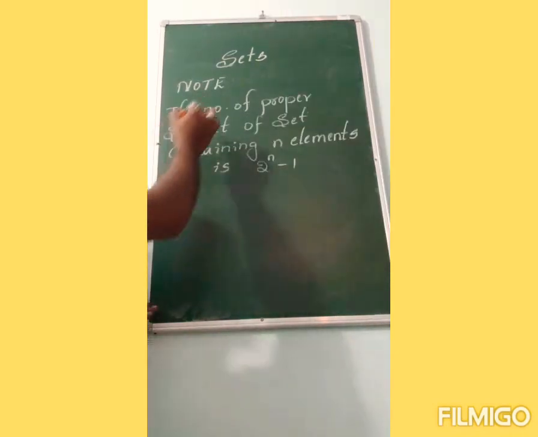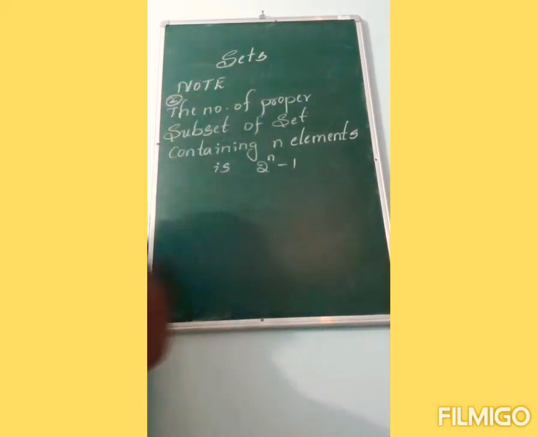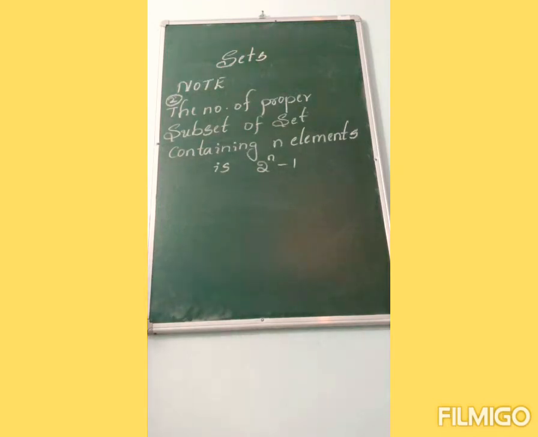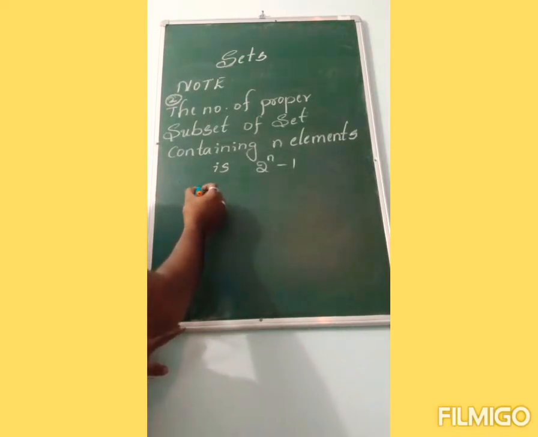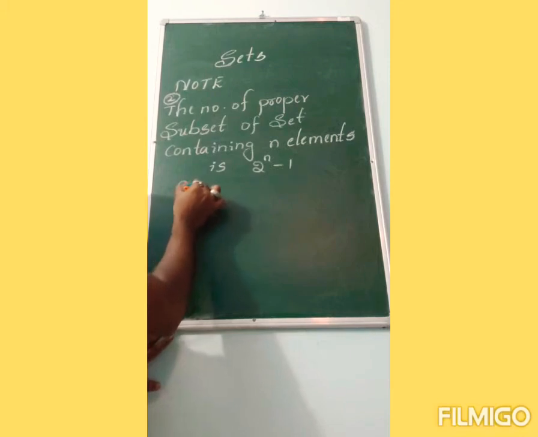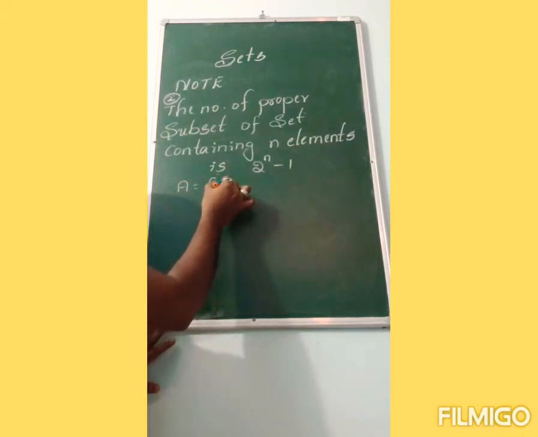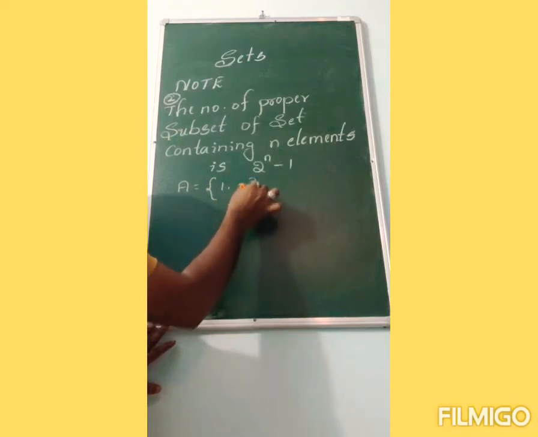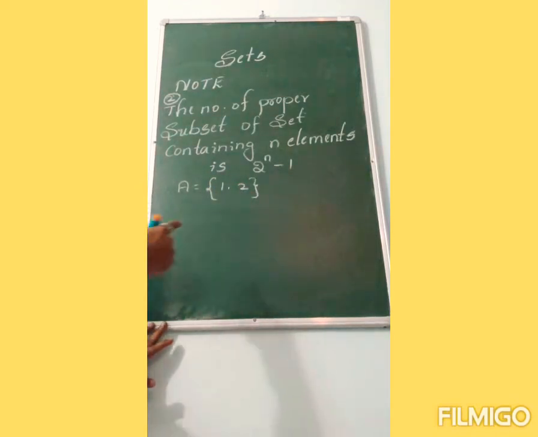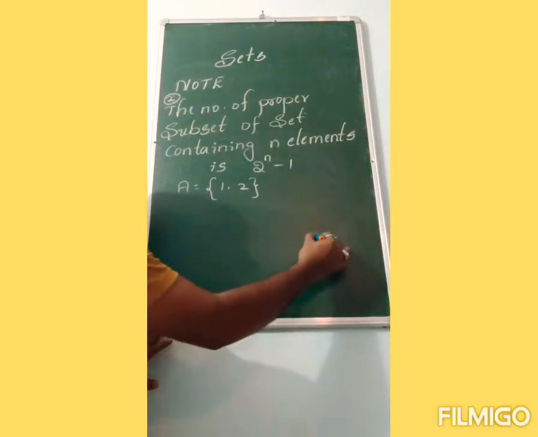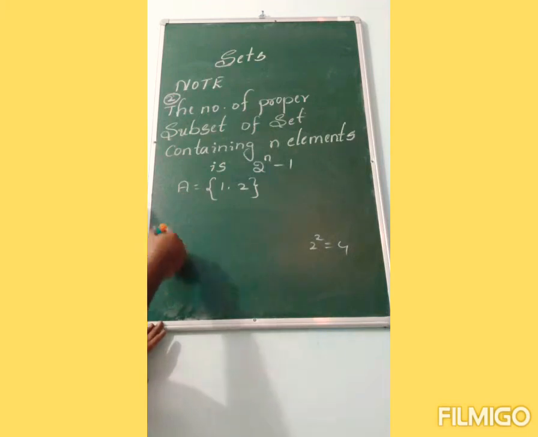Okay. The next note, the second note. This note says the number of proper subsets of a set containing n elements is 2 to the power of n minus 1. If I assume a set A is {1, 2}, how many subsets can I write? 2 to the power of 2 is nothing but 4. Let me write all 4 subsets.